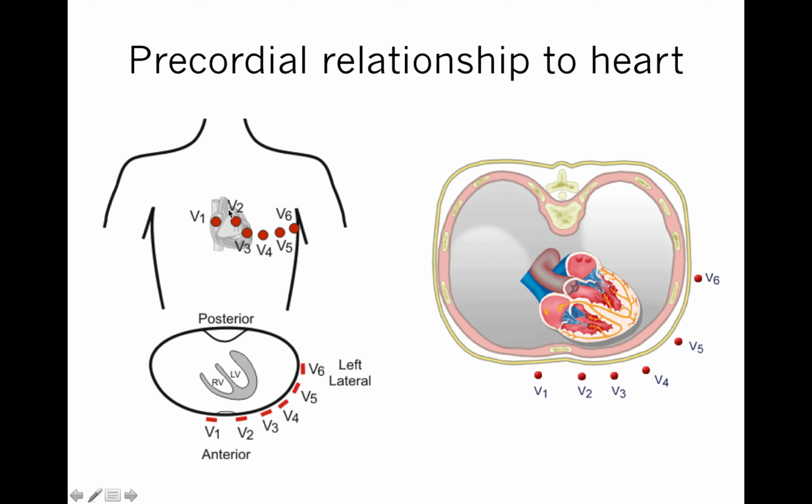This shows the precordial leads, how they are positioned, and they're positioned around the heart so that we get a view of the right ventricle and the left ventricle. V1 really reflects the right ventricular depolarization because it sits next to it. V2 and V3 are more septal leads, whereas V5 and V6 are more towards the apex and lateral LV wall.